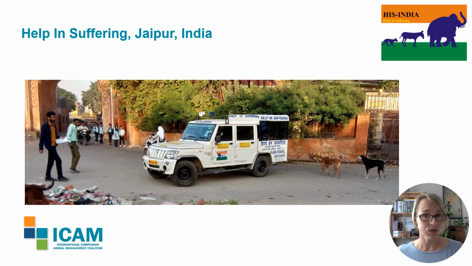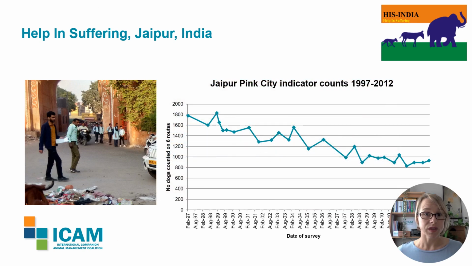So they use 6 routes, which they walk every 6 to 12 months on 6 consecutive mornings, same time of day. And you can see Dr. Sanjay in this photo with his clipboard, and they're actually now using Talea as well. There he is. And what you see on this graph is simply the total number of dogs seen on all of those 6 routes. So it's the total number of dogs seen. And you can see the clear decline in that number over time.